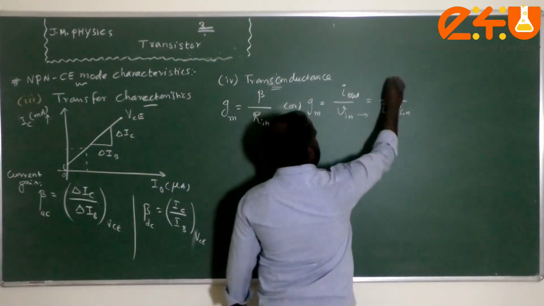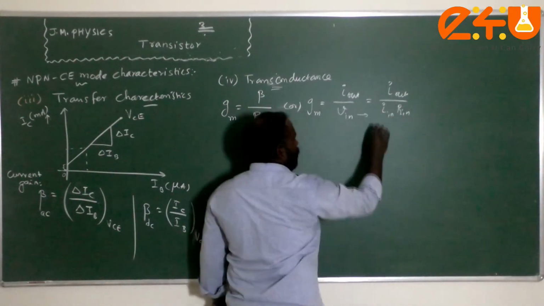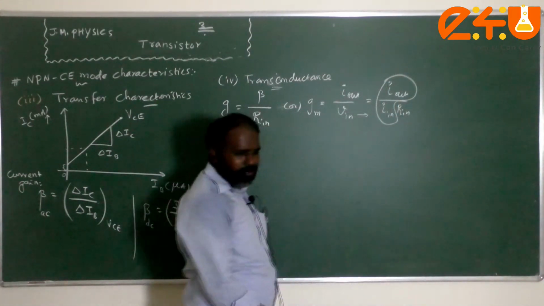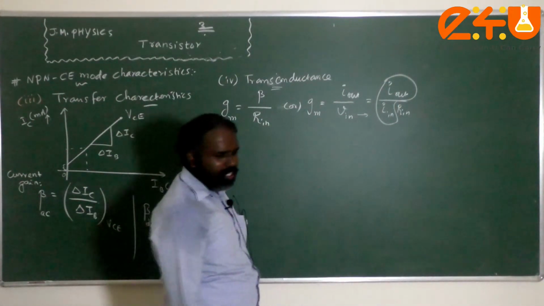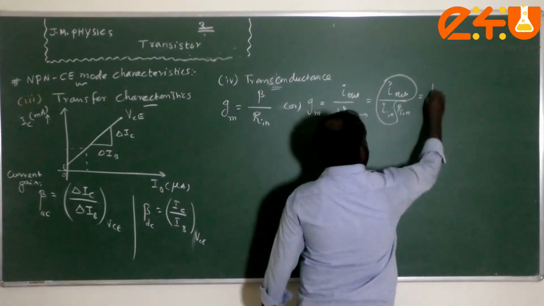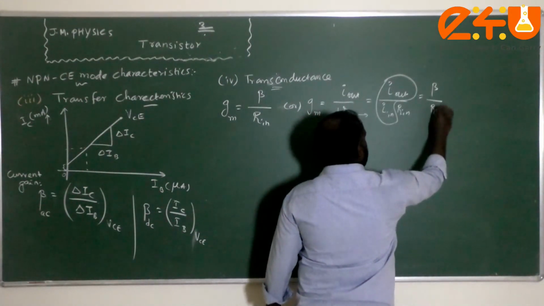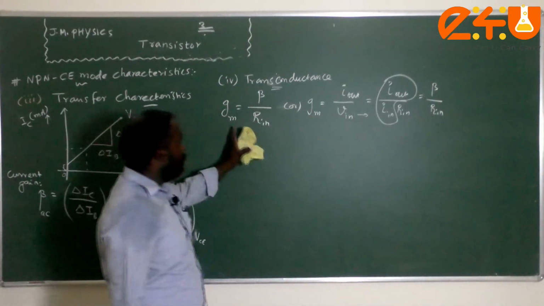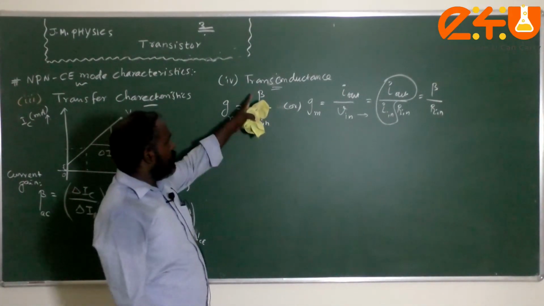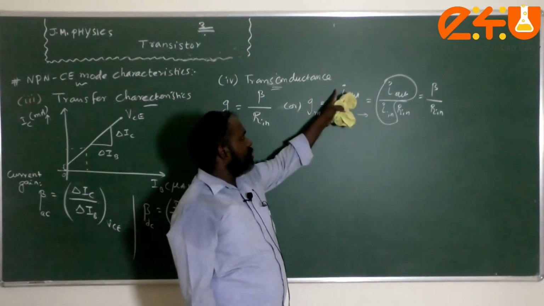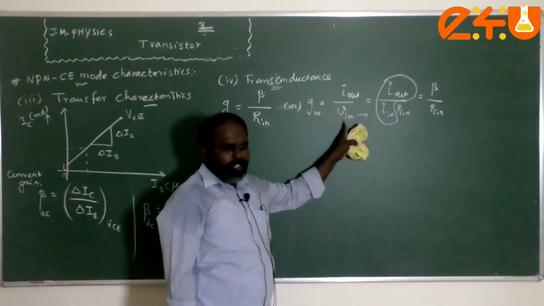In the numerator, I out is there. We know that the output current by input current is called beta. In CE mode, that is beta, divided by Rin. So there are two definitions for transconductance. One is current gain by input resistance, or the actual definition is output current by input voltage.